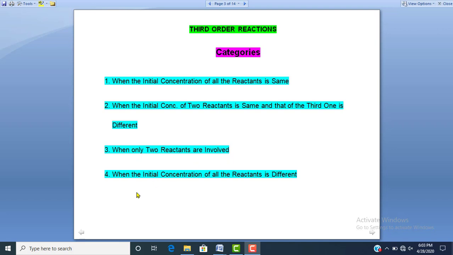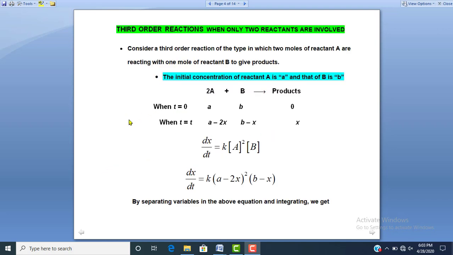And the fourth category, which we will study in our next lecture, when the initial concentration of all the reactants is different. Dear students, the first category you studied in my lecture number 4, and the second category in my lecture number 5. In this lecture number 6, I will guide you how to determine the rate constant expression for the third order reaction when only two reactants are involved.